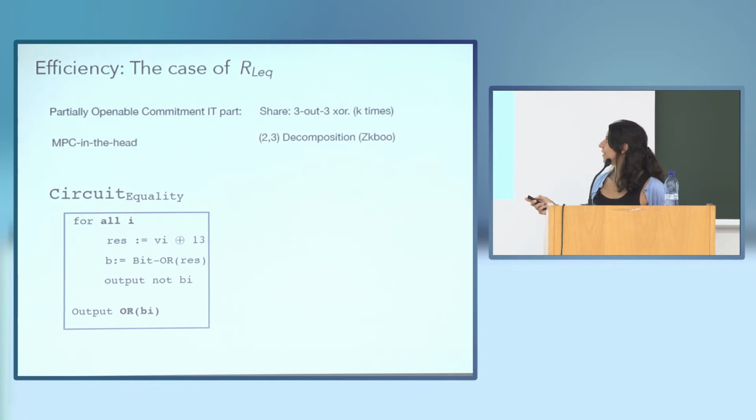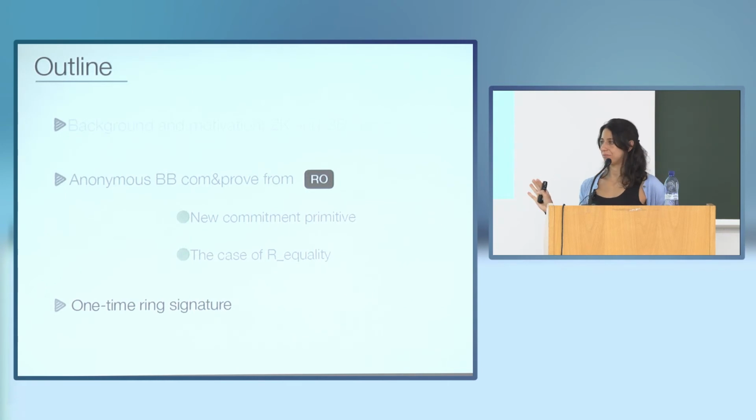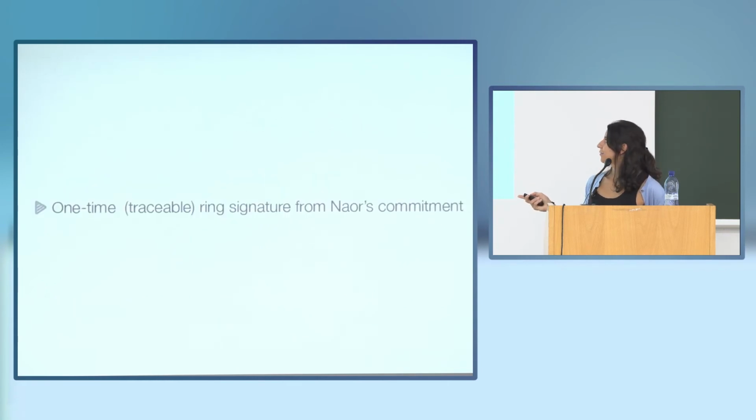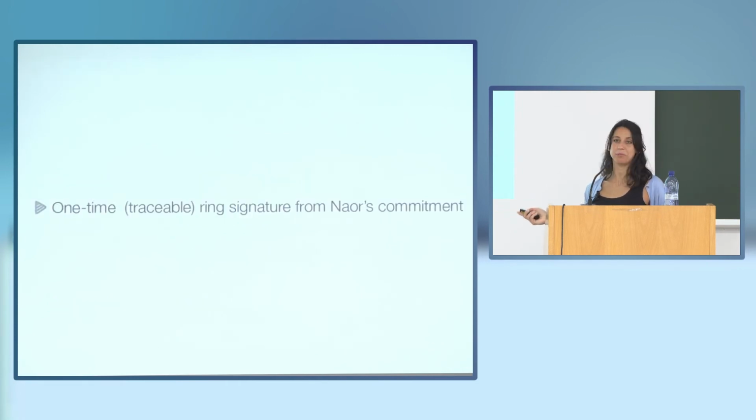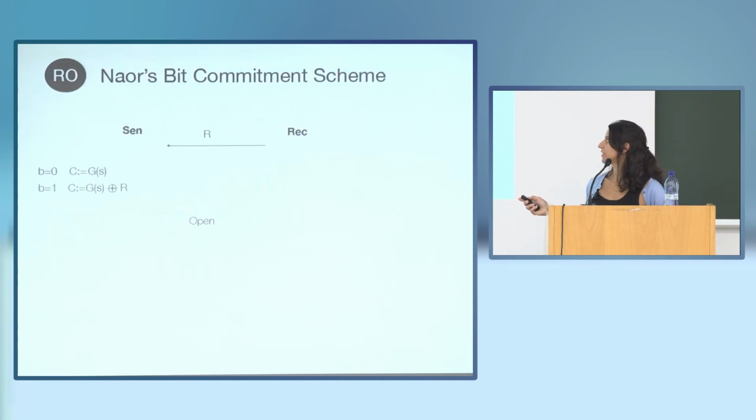Okay, and then I'm going to conclude. So this was the one-time ring signature. The idea is that you can construct a ring signature by just using an OR commitment. I'll skip over this, and I want to just go over the conclusion.